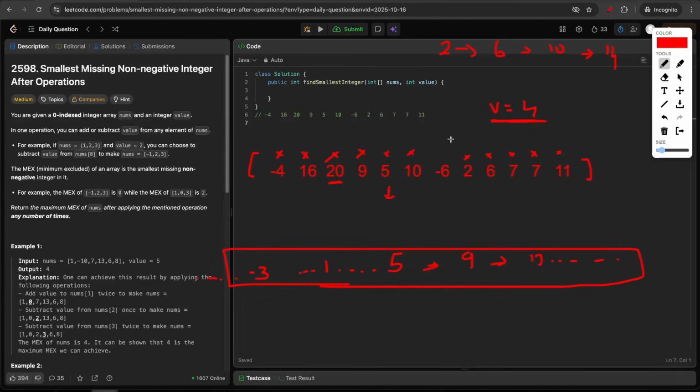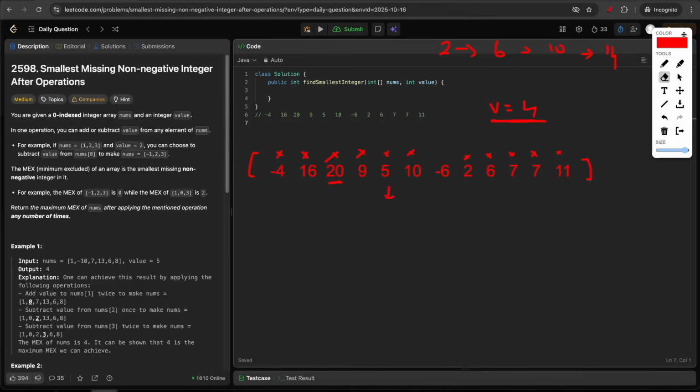So what we try to do is take mod of all these numbers with 4, so that all these numbers lie in the range 0 to the value minus 1. So that means if I take the mod of all these numbers with 4, let me erase this.